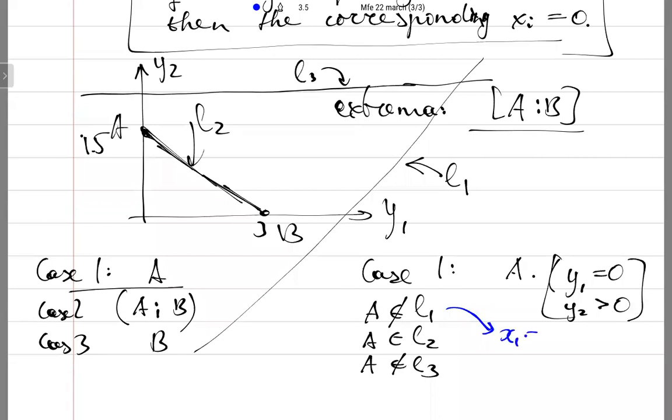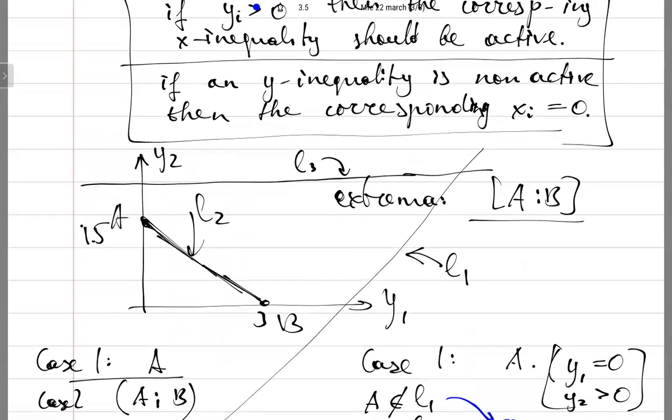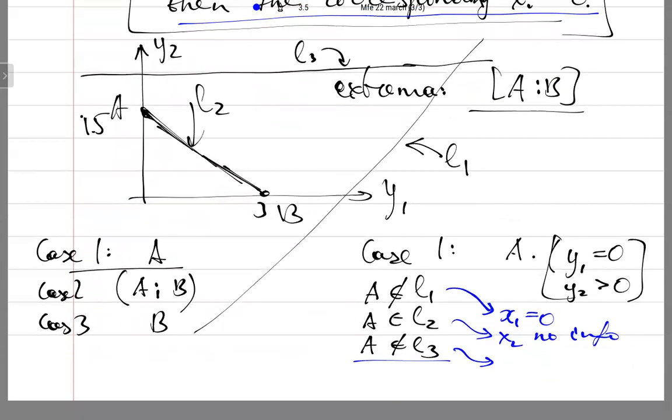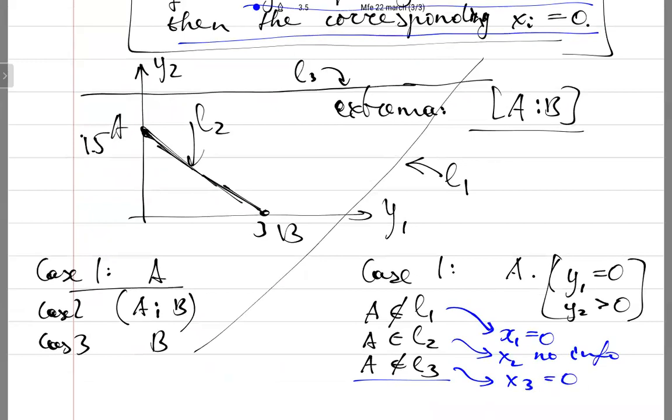That means that x1 is 0. I don't know about x2, no information. Maybe it's 0, maybe it's not 0. As inequality number 3 is not active, the corresponding x is 0, so x3 is 0. Y2 is positive, so I conclude that inequality number 2 is active.